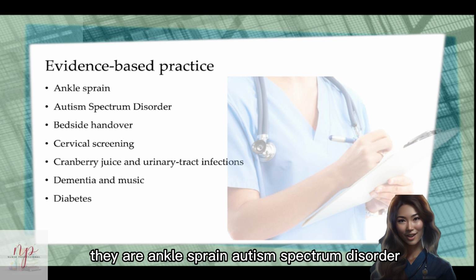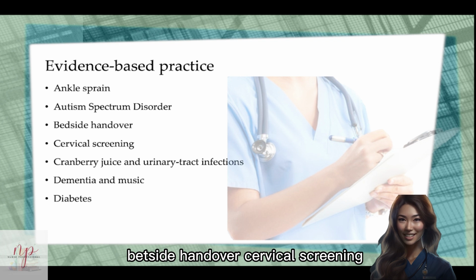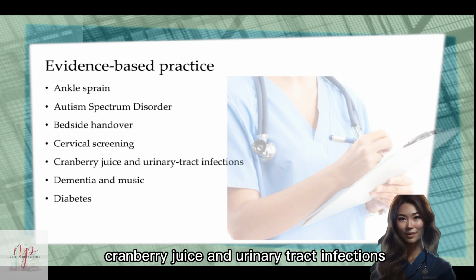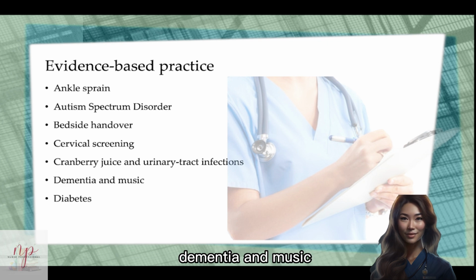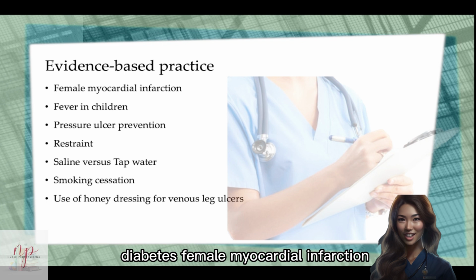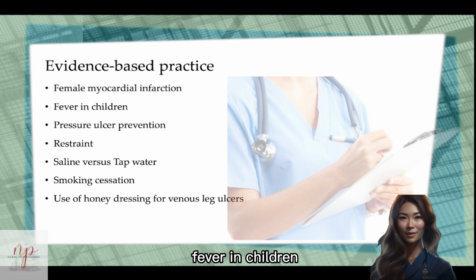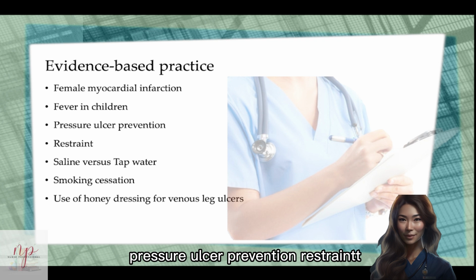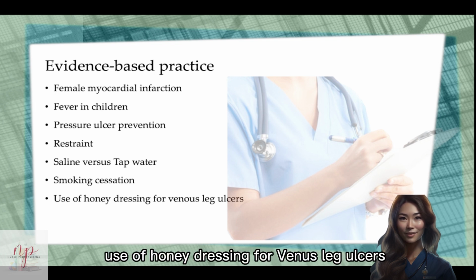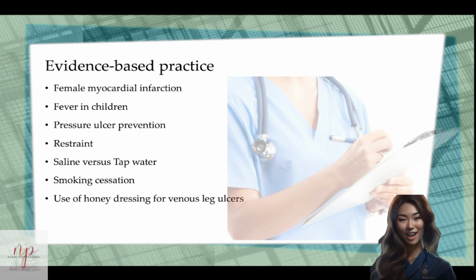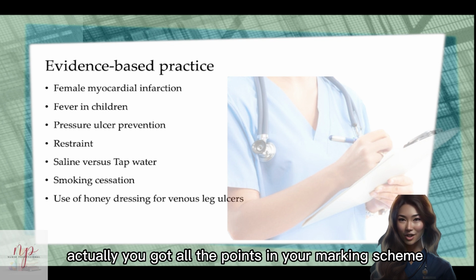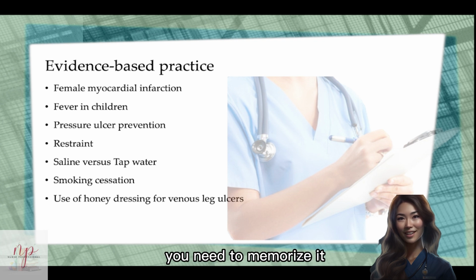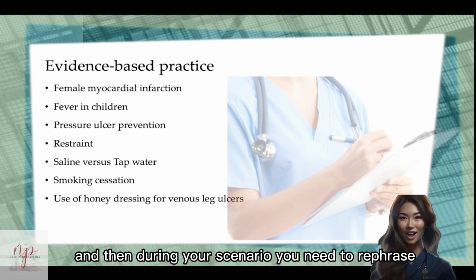There are ankle sprain, autism spectrum disorder, bedside handover, cervical screening, cranberry juice and urinary tract infections, dementia and music, diabetes, female myocardial infarction, fever in children, pressure ulcer prevention, restraint, saline versus tap water, smoking cessation, use of honey dressing for venous leg ulcers. Actually, you get all the points in your marking scheme. You need to read through it, memorize it, and then during your scenario, rephrase and write them out.